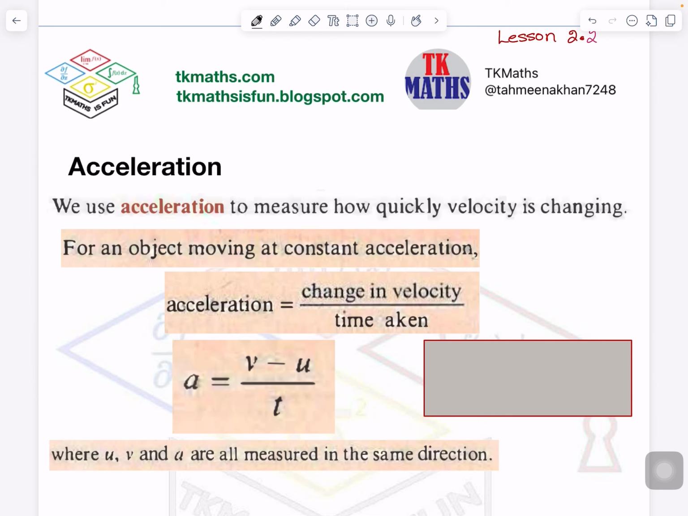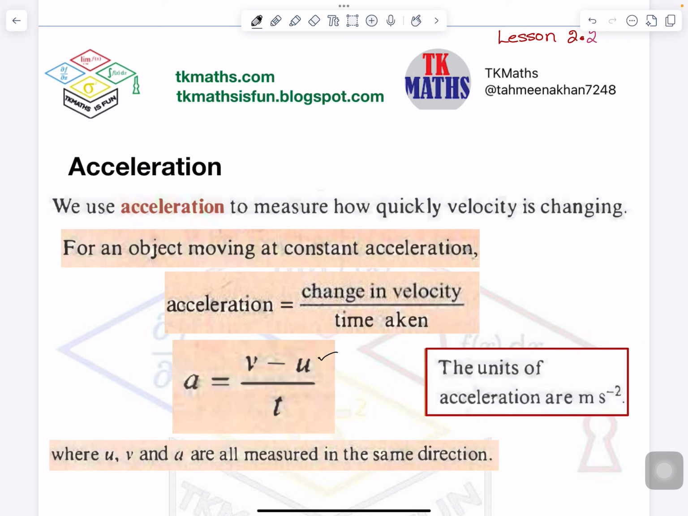Now change in velocity, v minus u, means final velocity minus initial velocity. So final velocity is usually represented by v and initial velocity is represented by u. The acceleration unit is meter per second squared, or kilometer per hour squared, mostly meter per second squared.